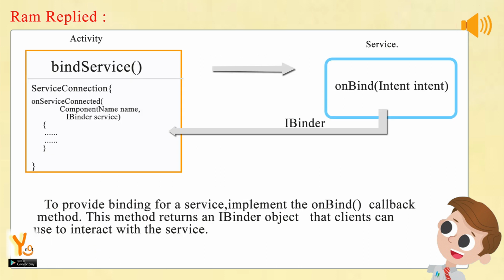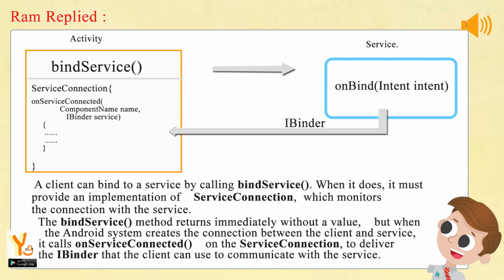To provide binding for a service, implement the onBind callback method. This method returns an IBinder object that clients can use to interact with the service. A client can bind to a service by calling bindService. When it does, it must provide an implementation of ServiceConnection, which monitors the connection with the service. The bindService method returns immediately without a value, but when the Android system creates the connection between the client and service, it calls onServiceConnected on the ServiceConnection to deliver the IBinder that the client can use to communicate with the service.